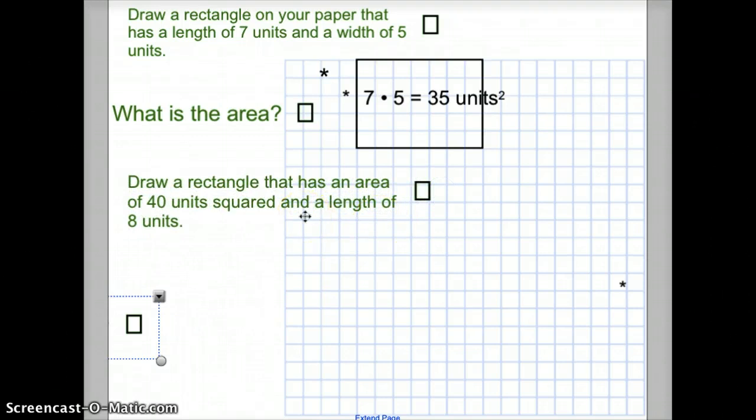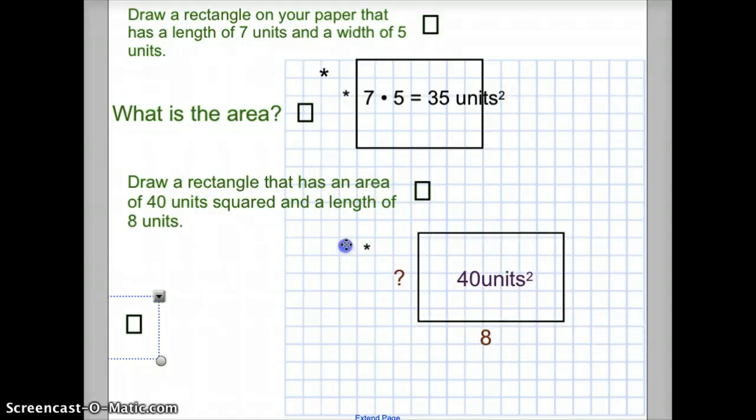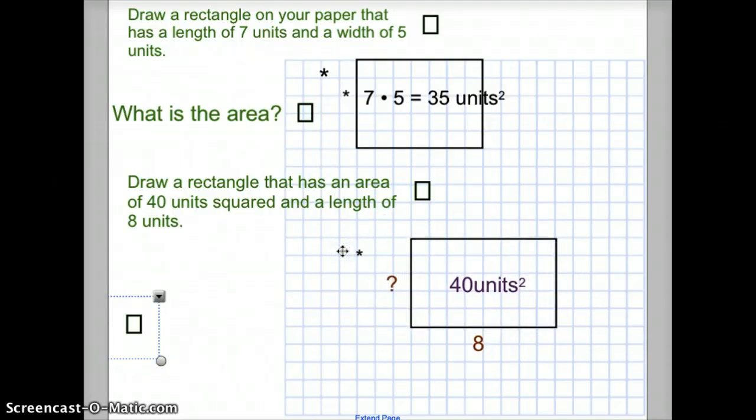Draw a rectangle that has an area of 40 units squared and a length of 8 units. So I'm going to make you go a little backwards here. You know what the area is. You know the length, and you can probably figure out I'm going to be asking you what is the width. So pause the video and draw this rectangle, labeling it.